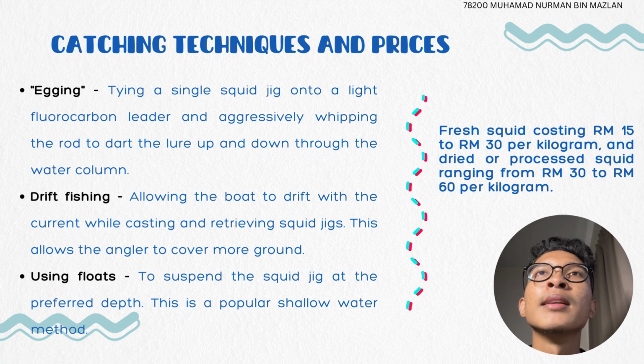And the price for fresh squid is 15 to 30 ringgit per kilogram, while for dried or processed squid it ranges from 30 to 60 ringgit per kilogram. This is based on the Malaysian market.